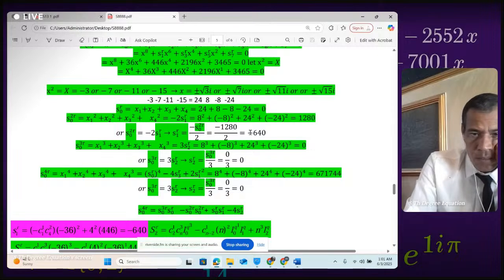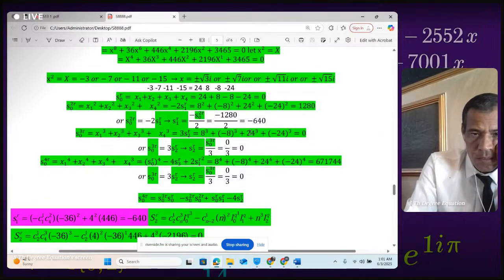Classic technique when you see only even powers. So the equation becomes what? y to the 4 plus 36y cubed plus 446y squared plus 2196y plus 3465. And that's just a fourth degree polynomial in y. Much more standard. A quartic equation. Still not trivial, but definitely something we have methods for solving.